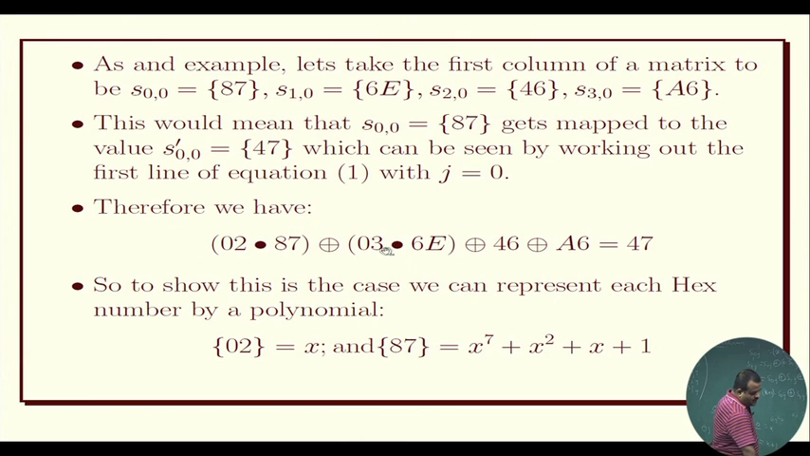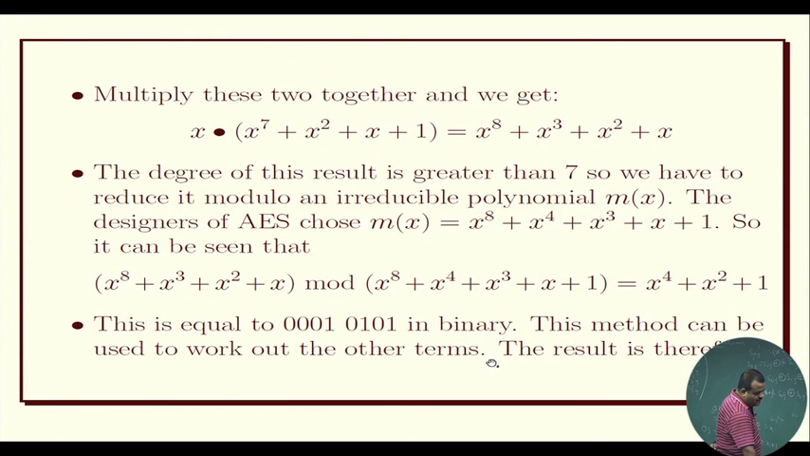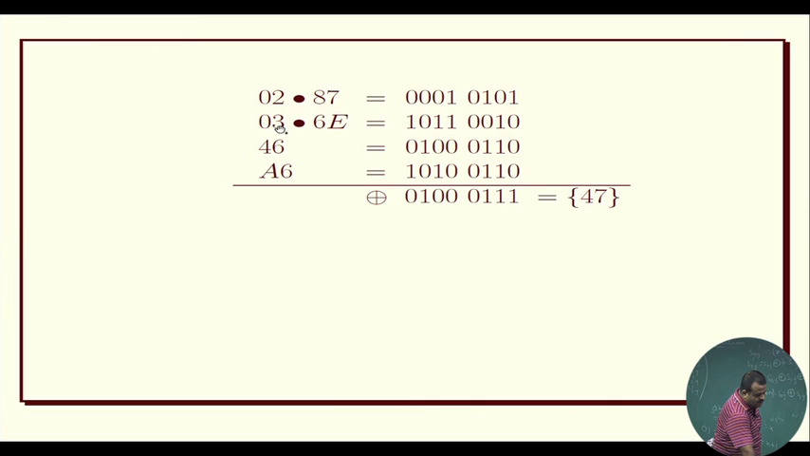Then we need to perform x plus 1 into this, and then these are all basically bitwise XORing. So, if we do that, we will get 47 for the first column. How can we check that? 87 can be written as this, and this is x. If we multiply this, we get this. Now this has to be taken mod, because everything has to be in F2 to the power 8. If you take mod, we get this field element, and this is equal to these binary bits.